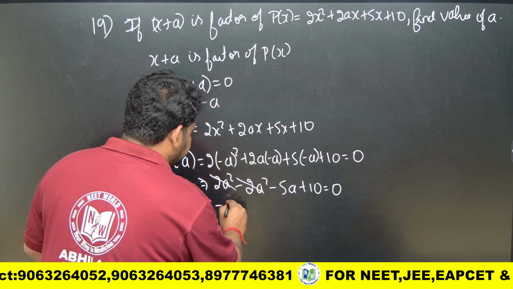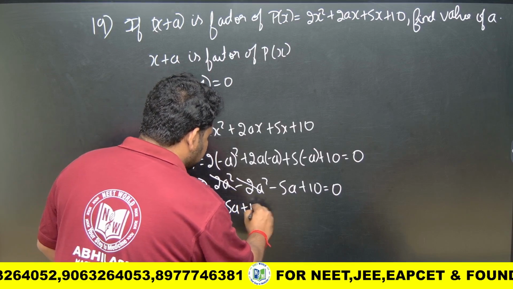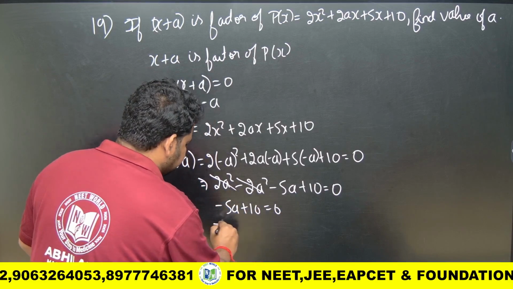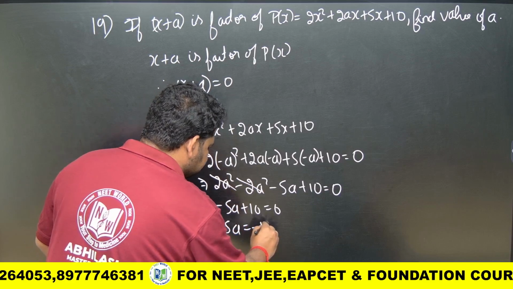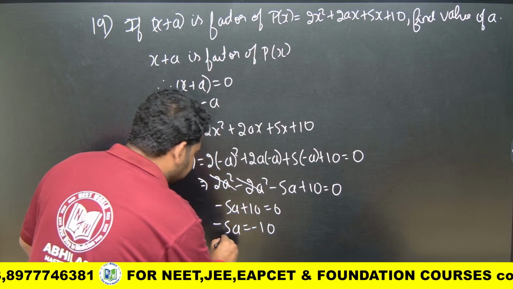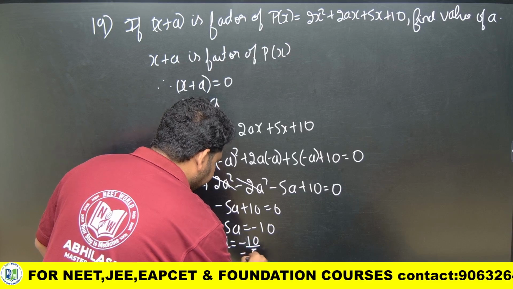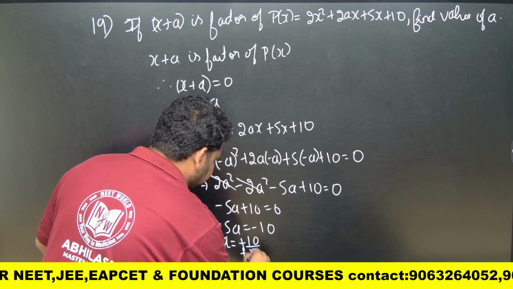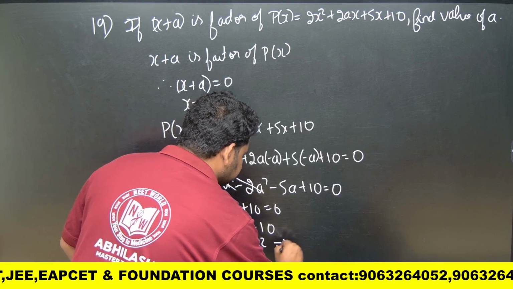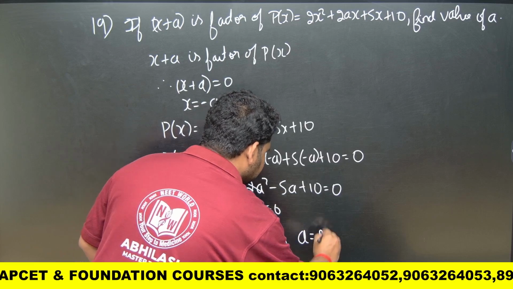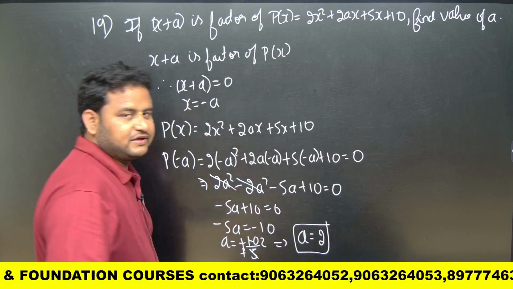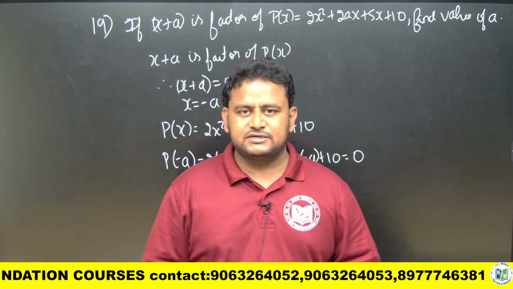Now I have minus 5a plus 10 is equal to 0. So minus 5a is equal to minus 10. Correct. So a is equal to minus 10 by minus 5. Minus cancels. 5 ones are 5, 5 twos are 10. Therefore a is equal to 2. So we got the value of a is equal to 2. This is how we have to solve this question.